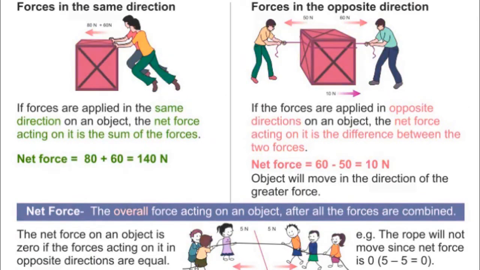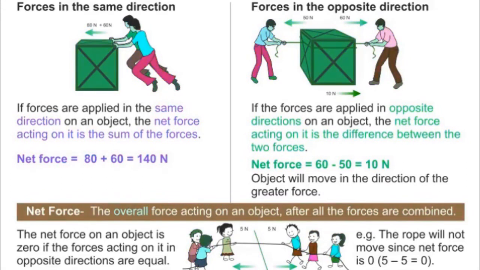Combining forces. Forces in the same direction. If forces are applied in the same direction on an object, the net force acting on it is the sum of the forces. Net force equals 80 plus 60 equals 140 N. Forces in the opposite direction. If the forces are applied in opposite directions on an object, the net force acting on it is the difference between the two forces. Net force equals 60 minus 50 equals 10 N. The object will move in the direction of the greater force.